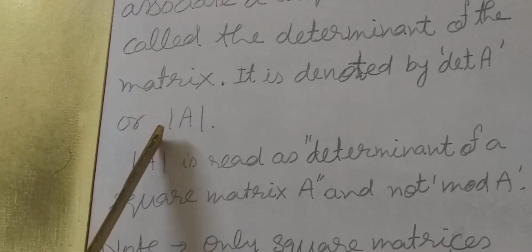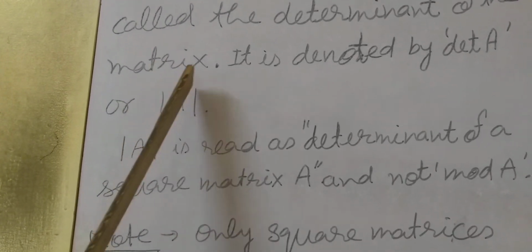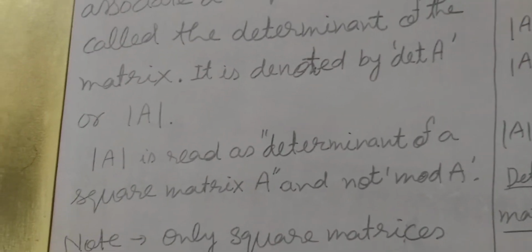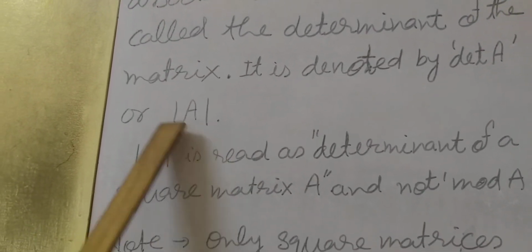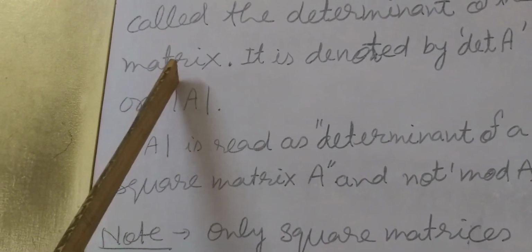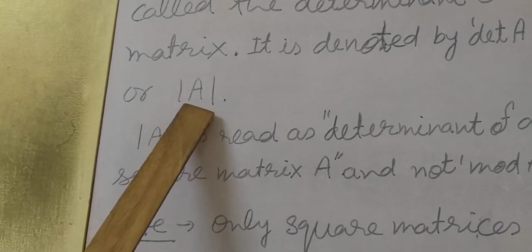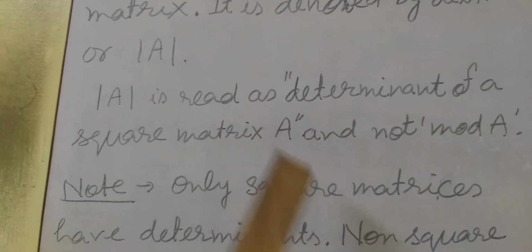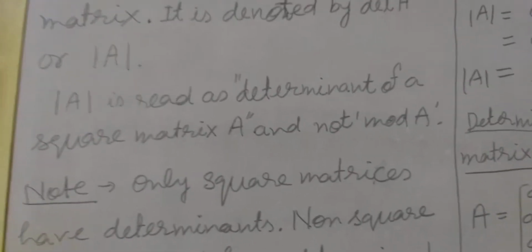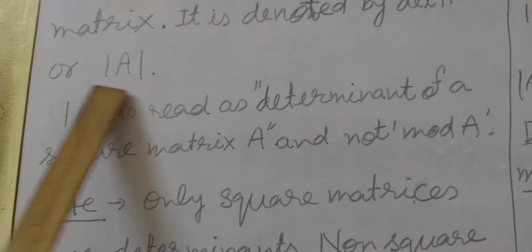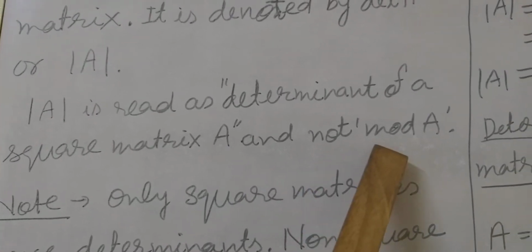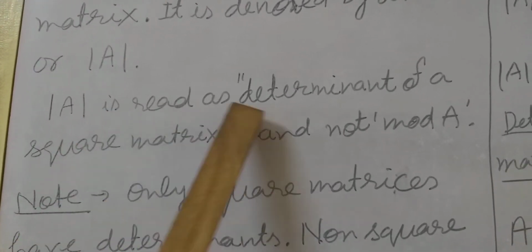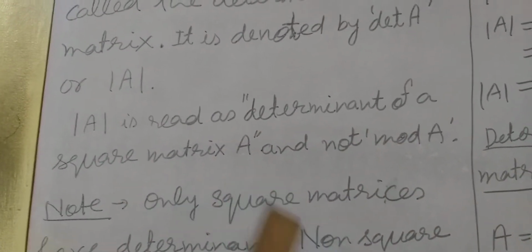So this is the sign of determinant. Two vertical lines are there. If there is a matrix A, its determinant is denoted by two vertical lines and A. It is read as determinant of a square matrix A. And remember, we cannot read it as mod A. It is not mod A, it is determinant of square matrix A.